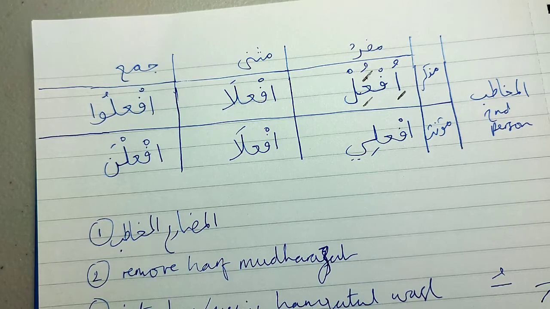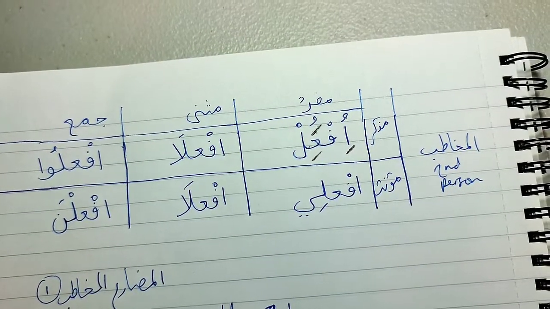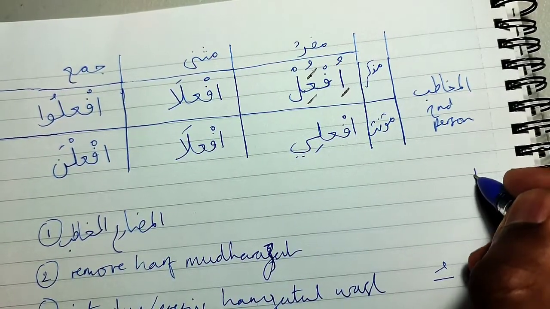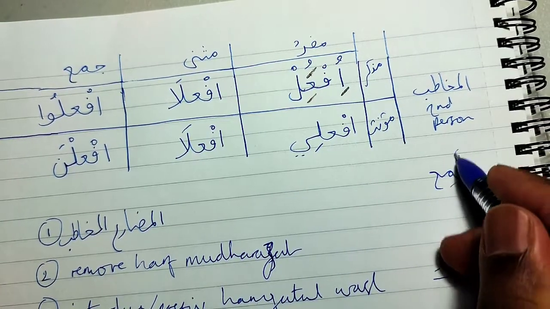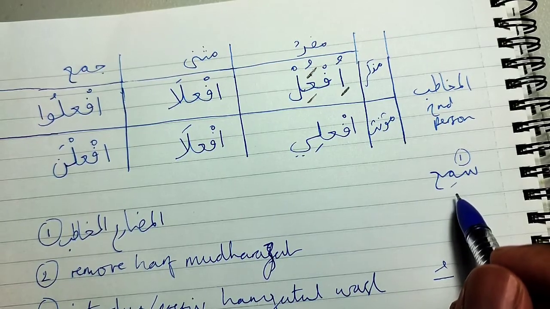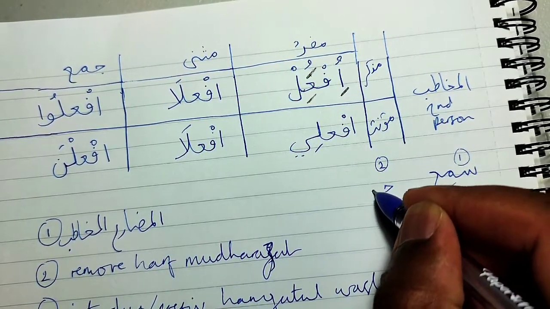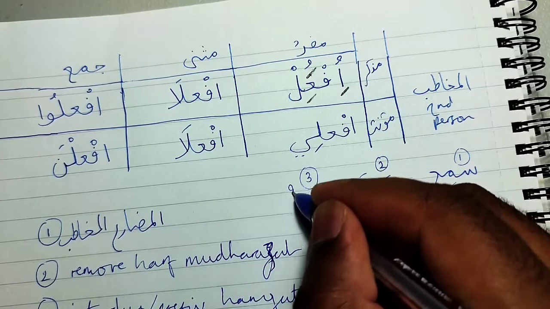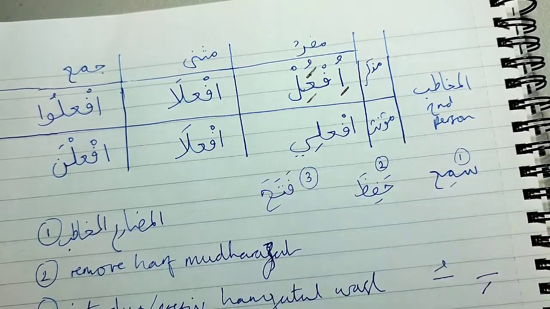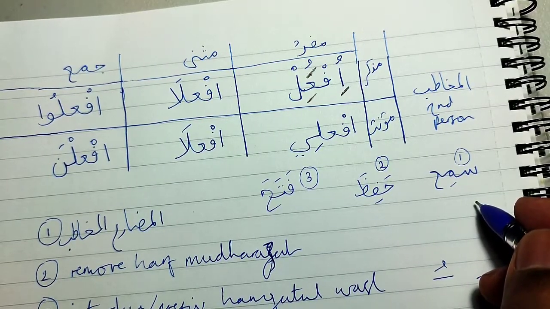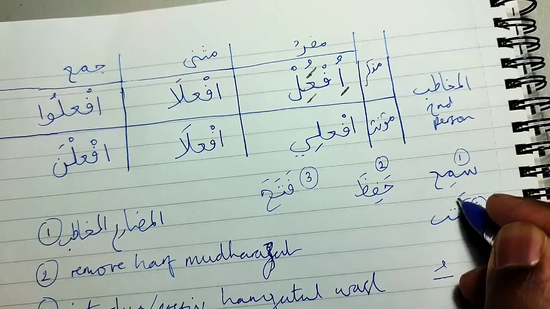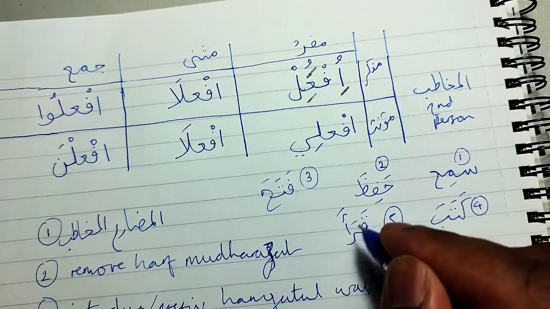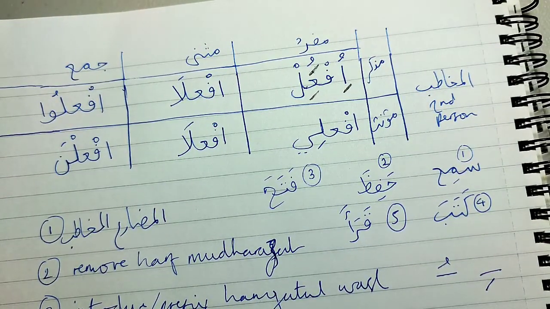So as homework, we're going to give 5 verbs. And I'm going to give you the madi. So we have sami'a. That's homework number 1. I need you to give me the amr. Sami'a means to hear. Then we have hafidha, to memorize. Then we have fataha, which means to open. Then kataba. Then we have qara'a, to read. 5 verbs. I've given you the madi.